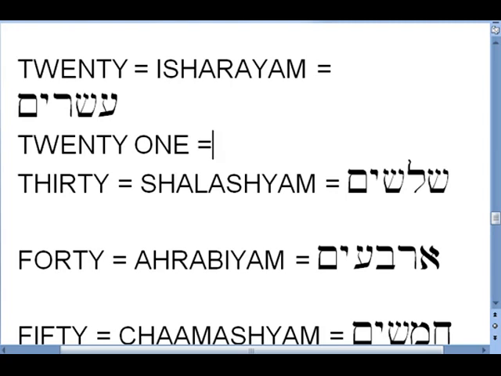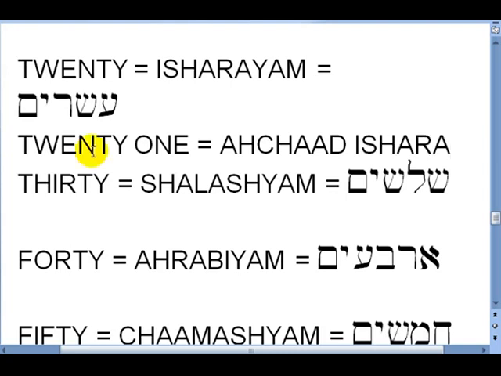would be the same way you built the other one. It's the same way you built the teens. You will put the number and actually put the 10 at the end. All right, which I'll give you another example of that. But 21 would be Akkad Aishara. Why? Because Akkad is 1.